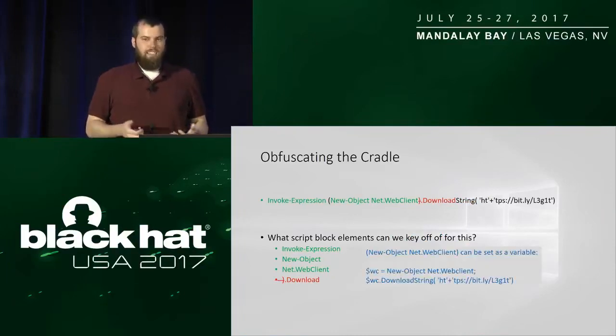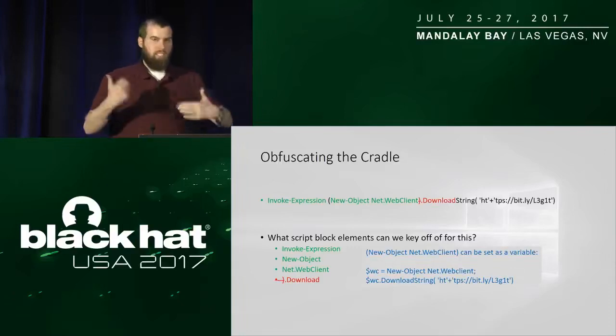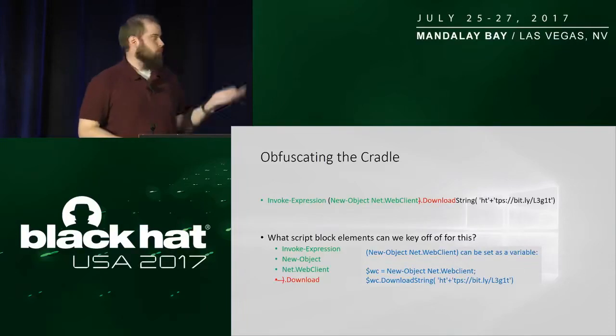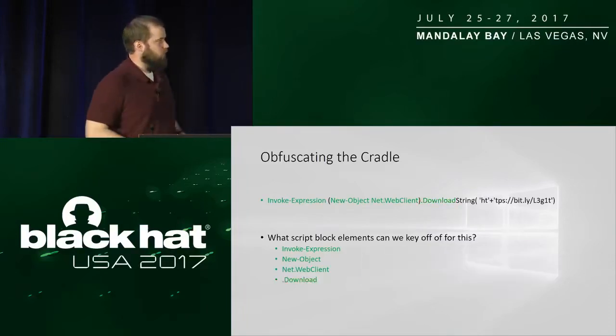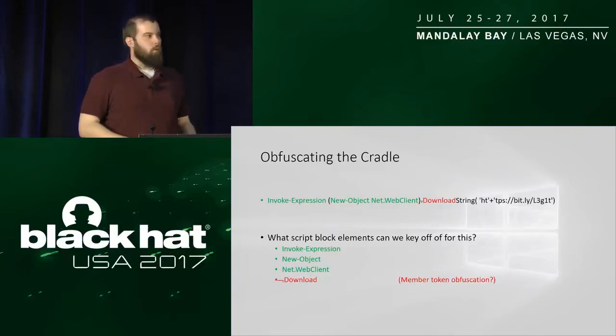All right, so now that we have that done, with a member token, what we can actually do is we can also set that value into a variable. Or we can set the object instantiation in a variable. So we can't even rely on that parenthesis being there. So let's go ahead and pull that out of our Defender triggers. So now, how can we obfuscate this member even further? We can actually put single tick marks around it. We can put double quotes around it.